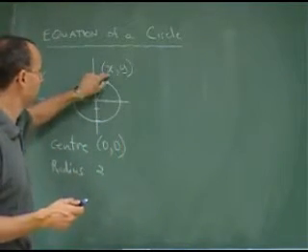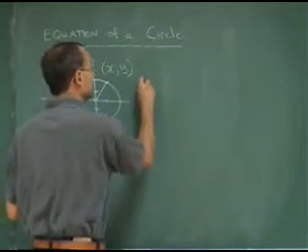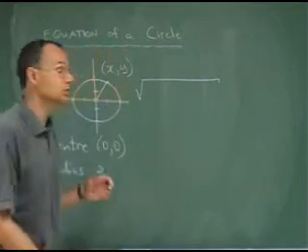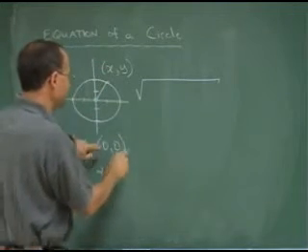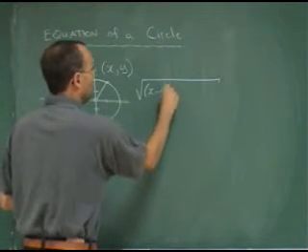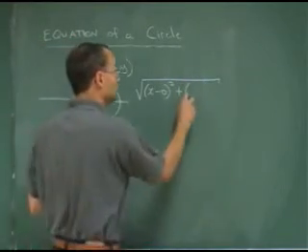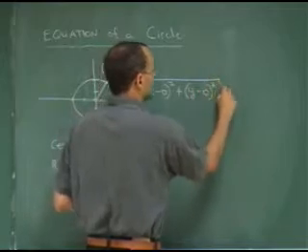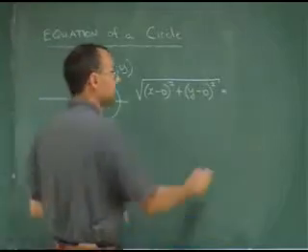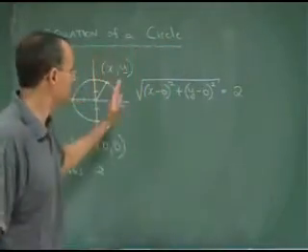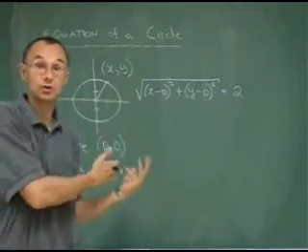The distance between this point and the center of the circle can be expressed using the distance formula. So it would look like this. The distance between this point and this point is the square root of (x minus 0) all squared plus (y minus 0) all squared. And the distance has to equal the radius, which is 2. All of a sudden, I have a mathematical representation of what we're saying when we say this particular circle.